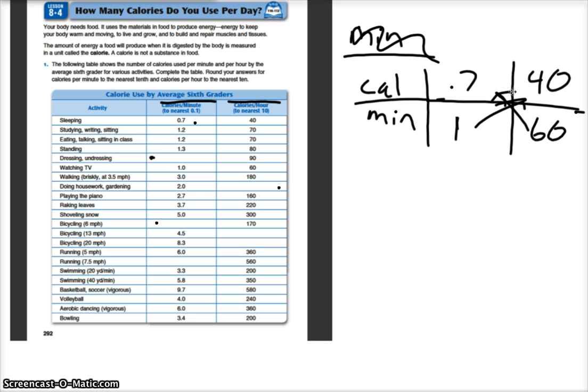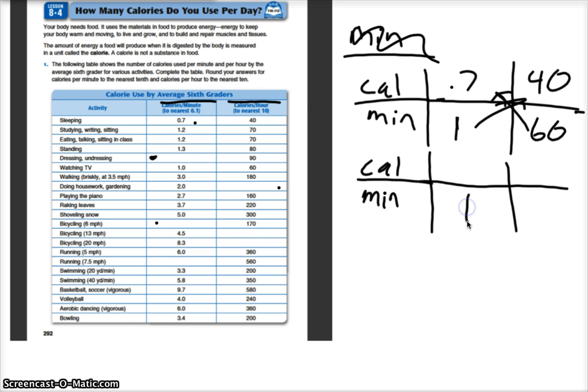So let's look at dressing and undressing. How many calories are you going to burn per minute? Because I'm guessing you don't spend an hour dressing and undressing. Probably not even a minute. So let's make our chart. We have calorie over minute. We are trying to find 1 minute, and we know that in 1 hour your body would use 90 calories. So this is now, we're going to say C.